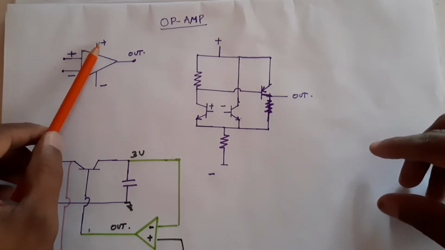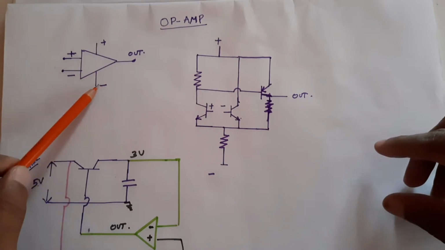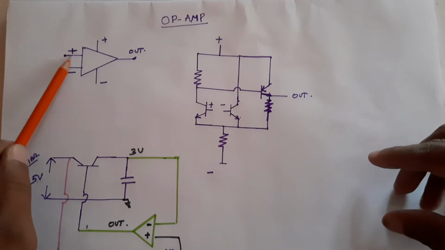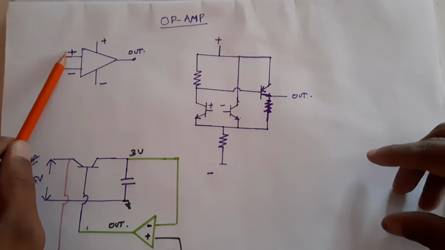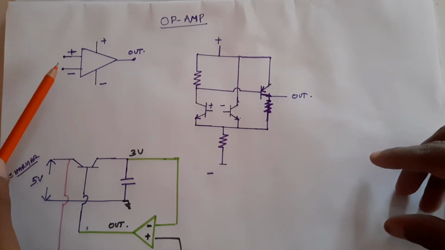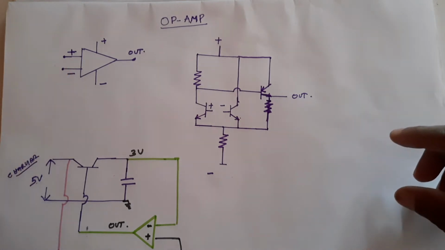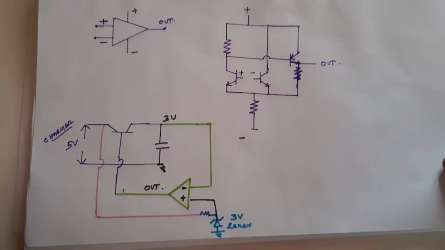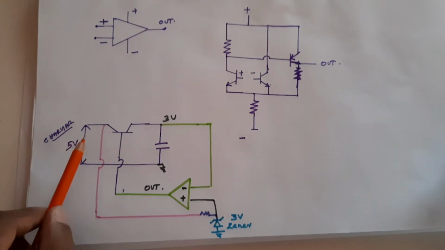This supply may be positive and negative, or it may be positive and ground, and there are two inputs. One is called non-inverting input and the other is called inverting input. How does it work? Before that we will check a circuit where we are giving an input of 5 volts.